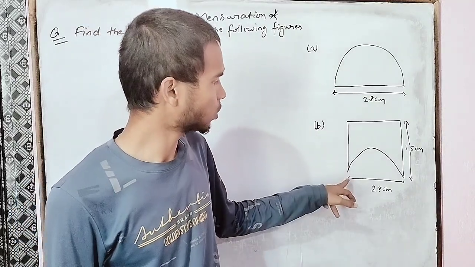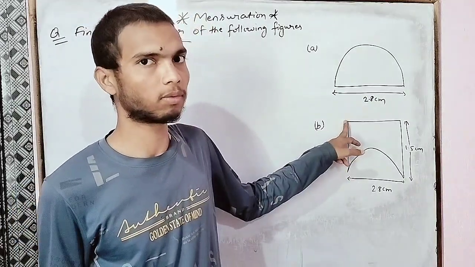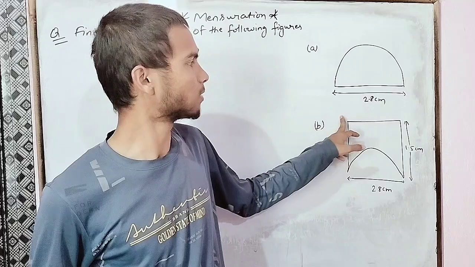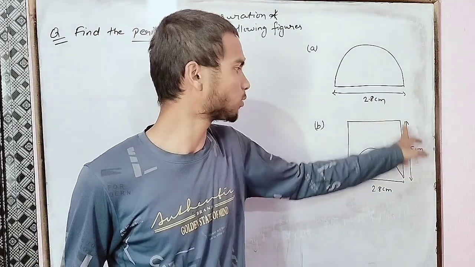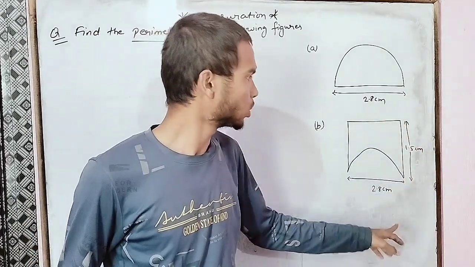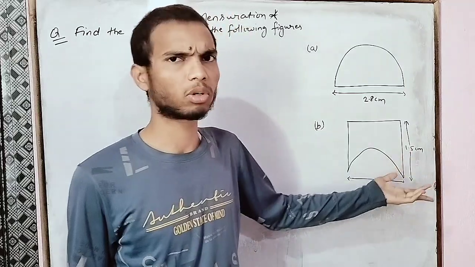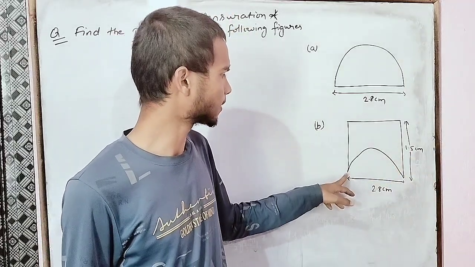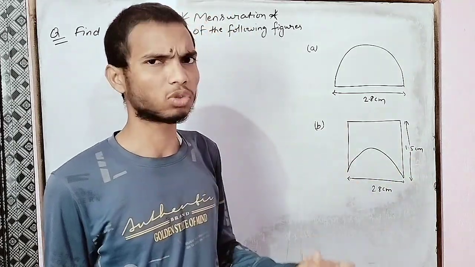So from here till here, first of all we will take this measure. Then we will add from here till here. Then we will add from here till here. So from here till here is how much? 1.5 centimeters. Similar here, same here. From here till here will be how much?